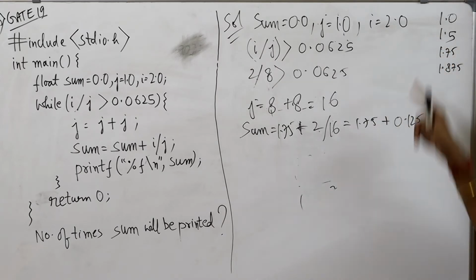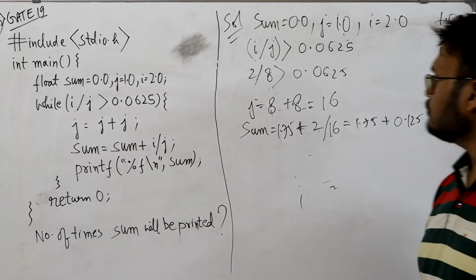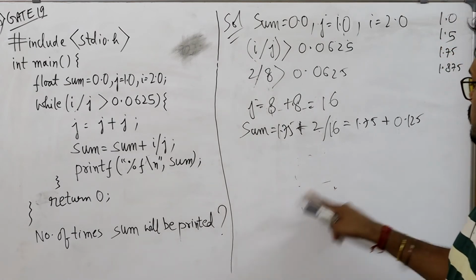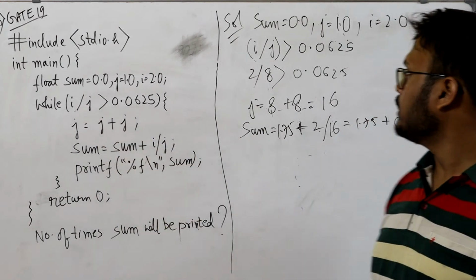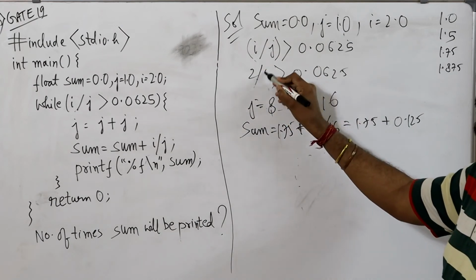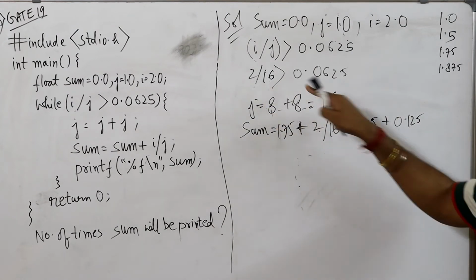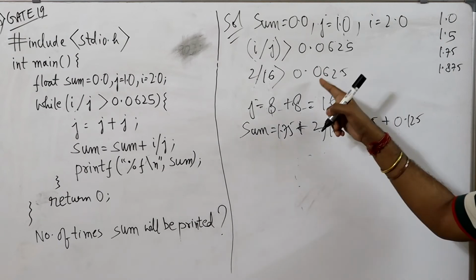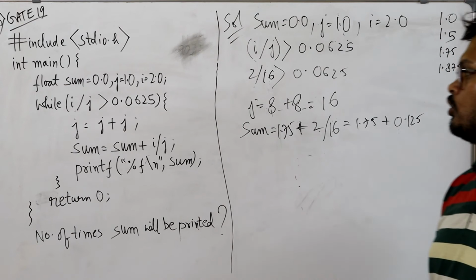Now till now you see the loop has been executed 4 times. Okay. Now again you see, just check the condition i by j. So what is the value of j here? 16. Just write 16 here. So now 2 by 16. What is 2 by 16? 2 by 16 is 1 by 8. And you know 1 by 8 is greater than 0.0625.